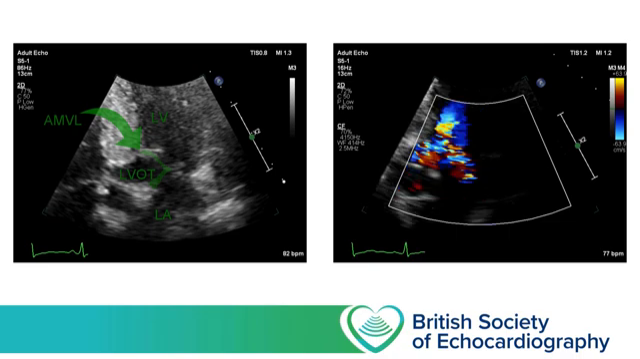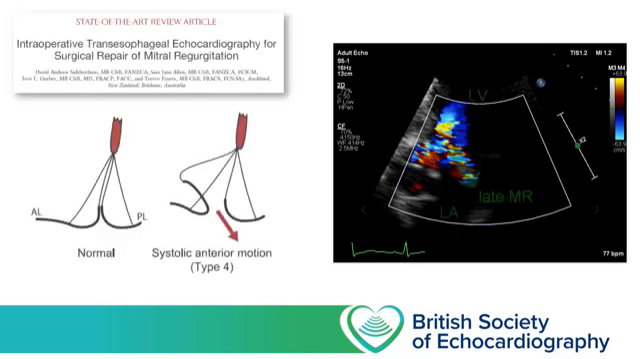As we advance to late systole, we see another consequence of SAM. As the anterior mitral valve leaflet is pulled across the outflow tract, it lifts off the posterior leaflet, leading to posteriorly directed mitral regurgitation, occurring only in the second half of systole.